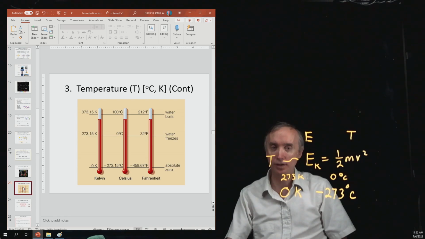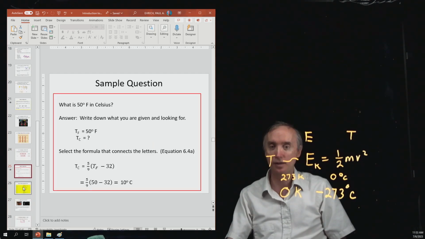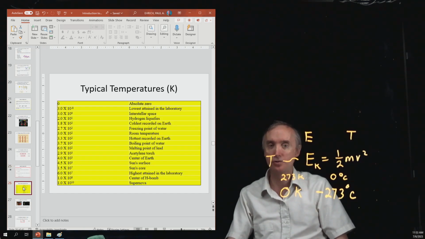Okay, now for the exam, I would like for you to be able to convert from Celsius to Fahrenheit and from Fahrenheit to Celsius, and then also from Celsius to Kelvin. That's what these two formulas do. Here is a word problem that you ought to be able to do. Plug numbers into that formula and then solve it for whatever temperature you're trying to get. Here are your typical temperatures in Kelvin if you want to look at them.